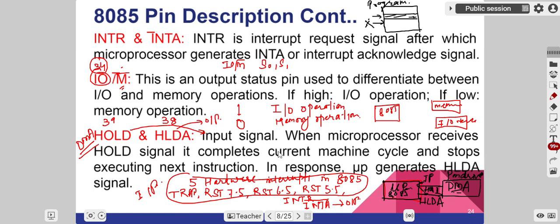So whenever we are connecting a DMA device to our 8085 microprocessor, at that time we use this hold and HLDA signal.